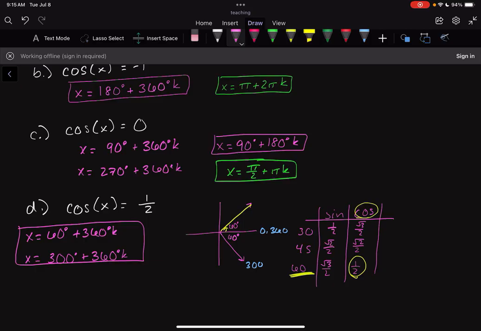Now, a question that maybe I would have had is, how come for part C we had two answers, then we wrote it as one and we just used 180, but then for part D, we had to write them separately? Why could we not use 180 again? It's because these two angles are not 180 degrees apart from each other. So cosine equal to 0 is like the exception. That's the only time you're going to use 180 instead of 360. Any other time, you would have to just write the answers separately.